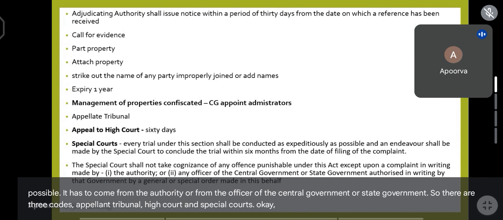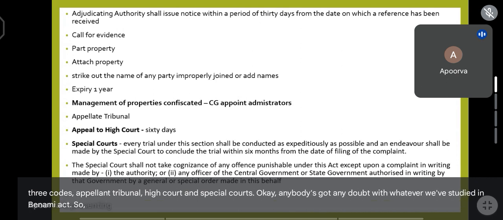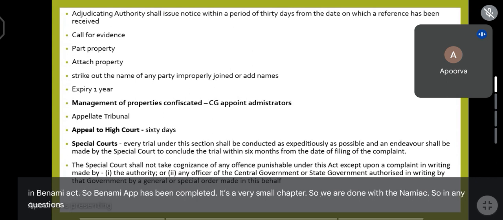Okay, does anybody have any doubt with whatever we've studied in the Benami Act? So the Benami Act has been completed. It's a very small chapter. So we are done with the Benami Act. Any questions with whatever we've done so far? You can ask.